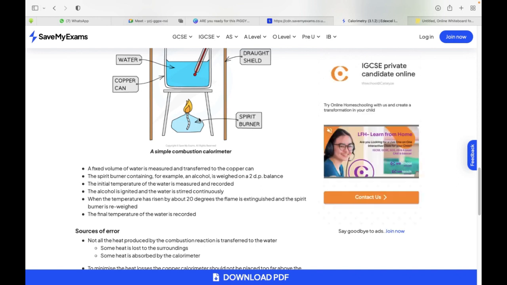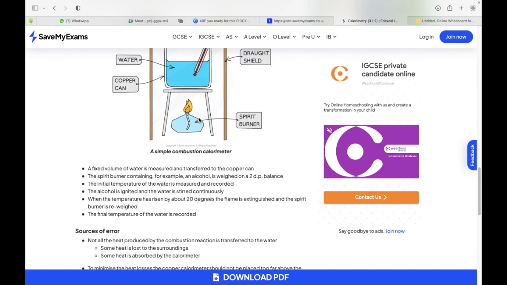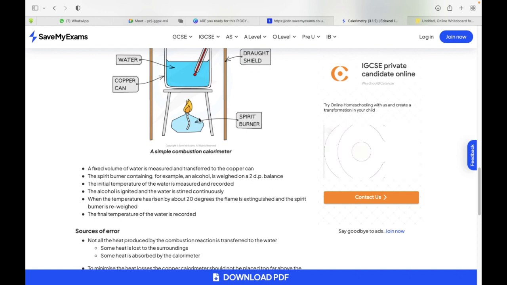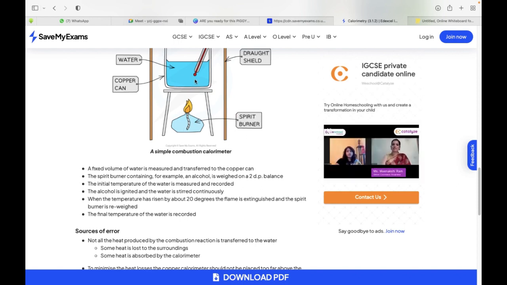Okay, now we say that when the temperature has risen by about 20 degrees, the flame is extinguished and the spirit burner is reweighed. You put the flame off, and then you also take your final temperature. You measure the final temperature of the water when this has happened.